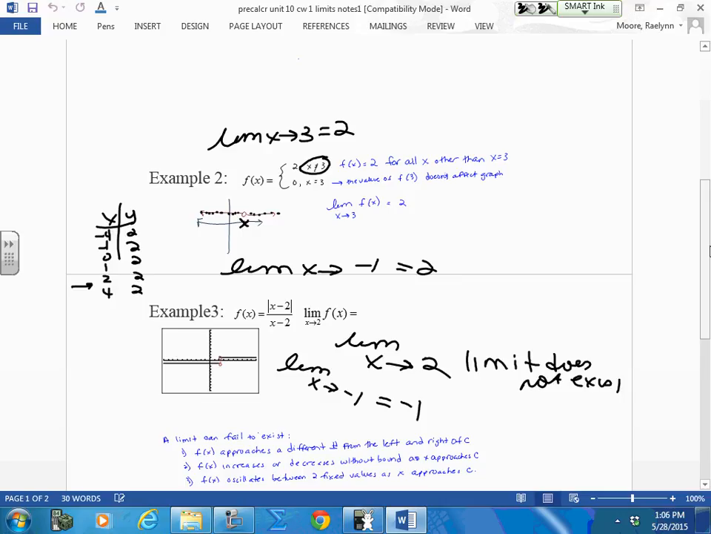We call this a jump discontinuity. This was a point discontinuity. We could fill this in. This is a jump discontinuity. We can never make them meet. So that limit does not exist. Kind of like those step functions, there's no way to pull those together. Limit does not exist. It's kind of things we did before. We're just revisiting those using calculus terms.